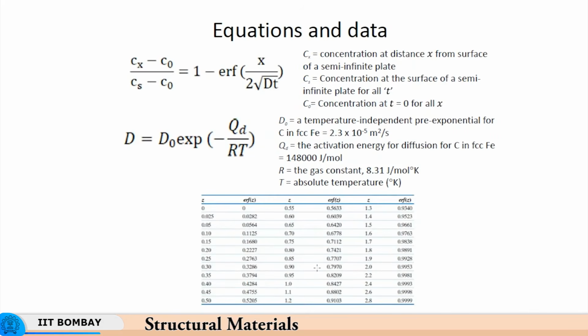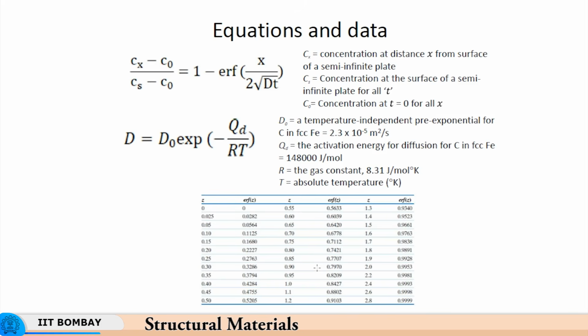So the relationships which we will use are as follows. You have this relationship giving you the concentration of carbon at different locations. So Cx is the percentage of carbon at x mm below the surface. C0 is the average composition of carbon, which is 0.2 weight percent in this case.